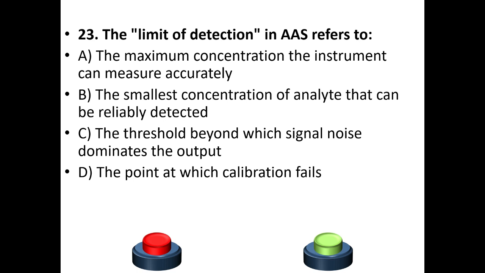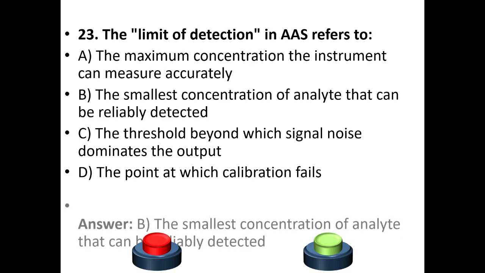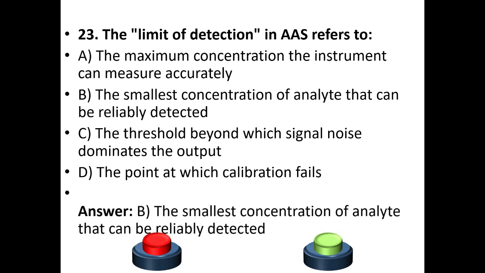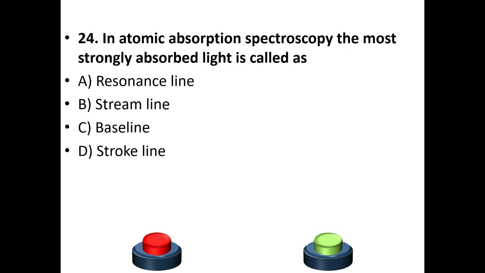23. The limit of detection in AAS refers to the maximum concentration the instrument can measure accurately, the smallest concentration of analyte that can be reliably detected, the threshold beyond which signal noise dominates the output, the point at which calibration fails. The limit of detection means the smallest concentration of analyte that can be reliably detected, option B.